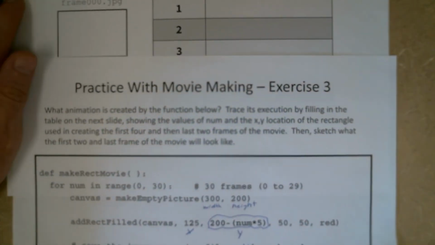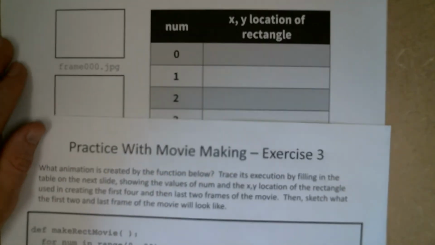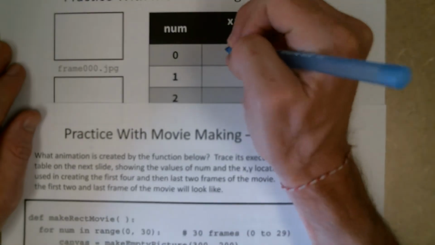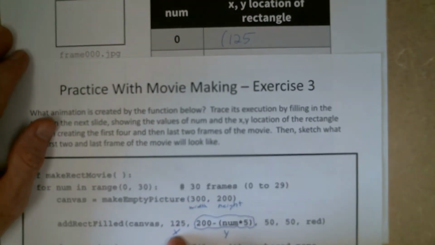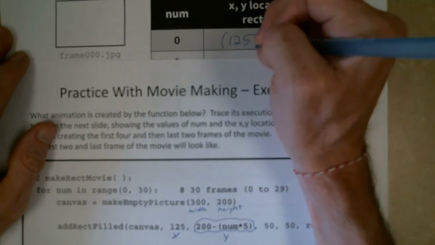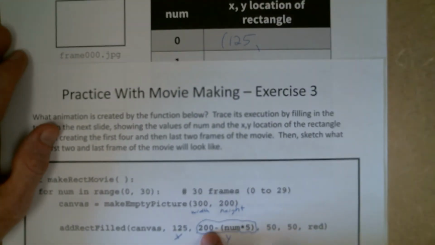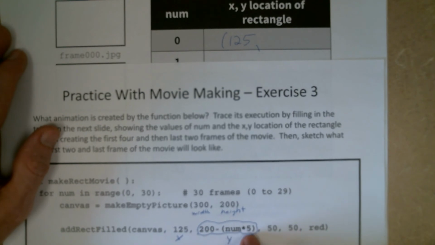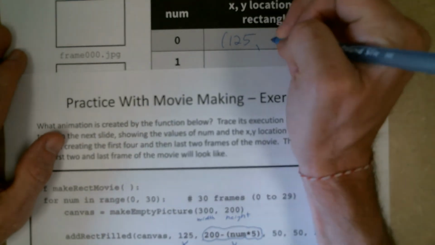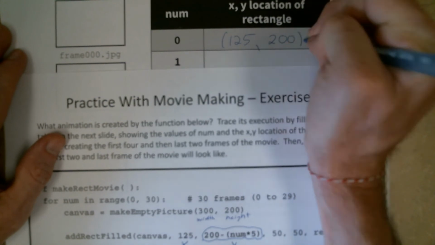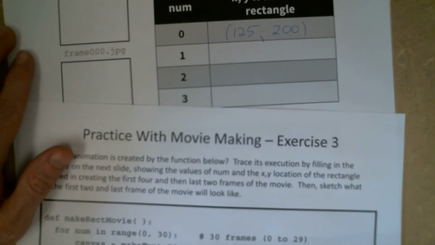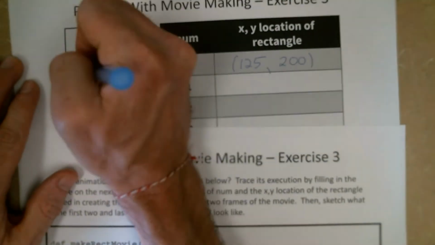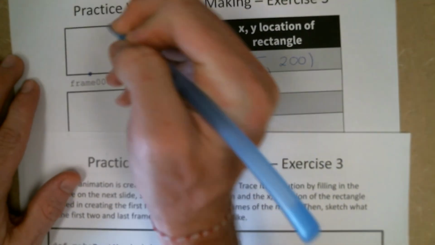intuition was correct. All right, so when num is 0, X is going to be 125 because it is in no way connected to num. It's just a straight 125. And our height is going to be 200 minus num times 5. So 0 times 5 is 0, and 200 minus 0 is just 200. So the very first picture that we're drawing is going to be at X 125, but Y 200.